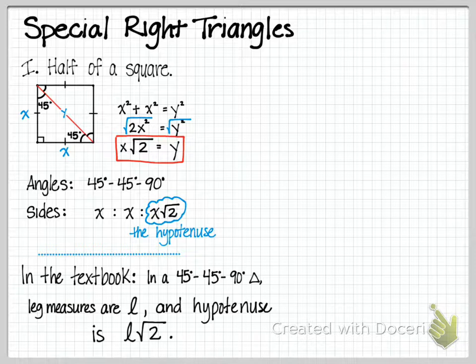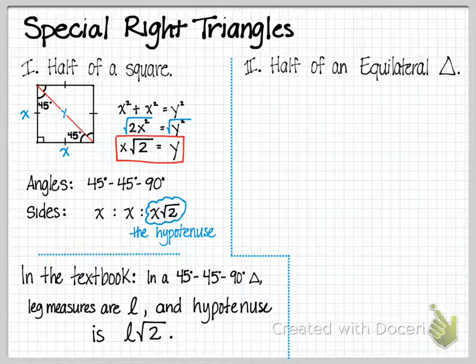In your textbook, they use the letter L, so I just want to make sure you see that. In the textbook, they're going to say a 45, 45, 90 degree triangle has leg measures of L, so they'd have L, L, and then the hypotenuse is L root 2. It doesn't make any difference what variable we use. It's the same idea.